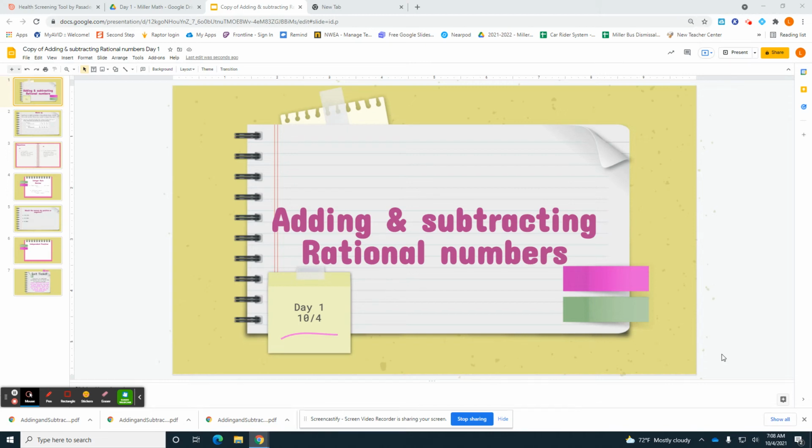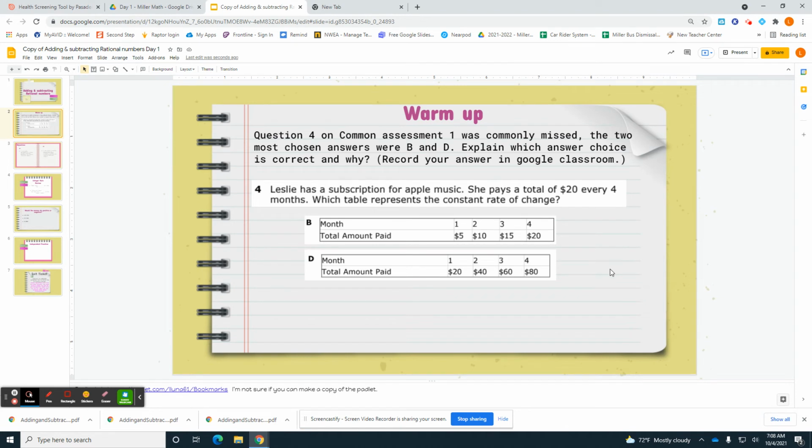So today we're going to continue with adding and subtracting rational numbers. Last week on Wednesday, you did adding rational numbers. Thursday and Friday, we did subtracting rational numbers. So today we're going to do a combination of both. Go ahead and get started with your warm-up.